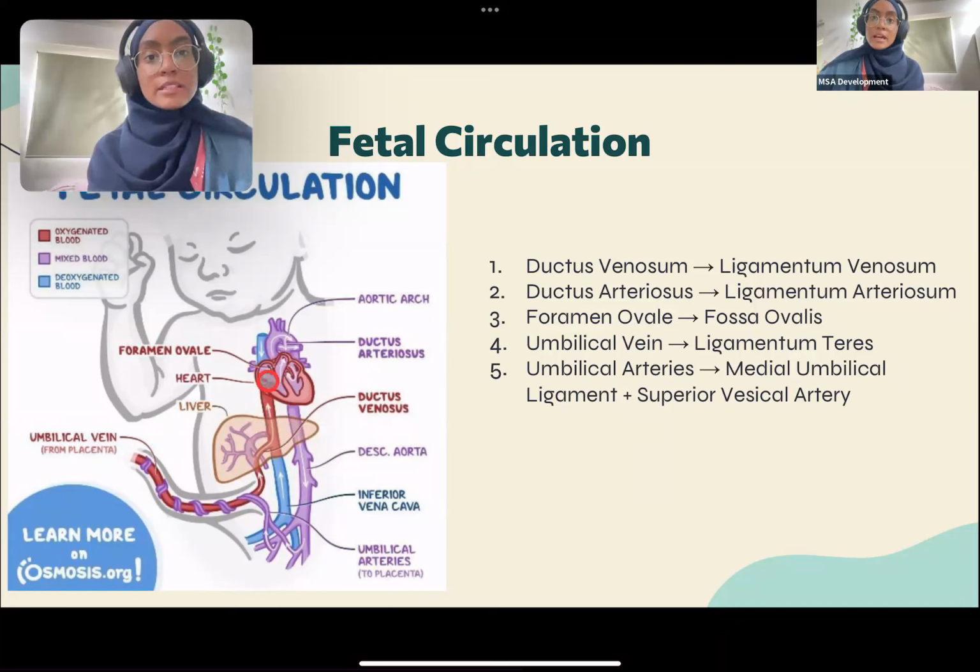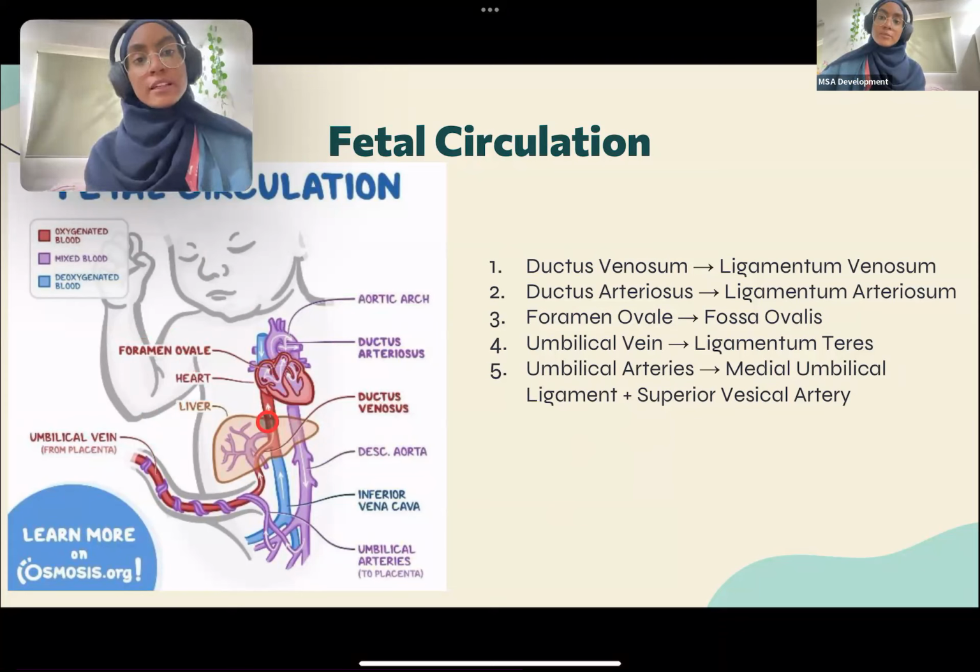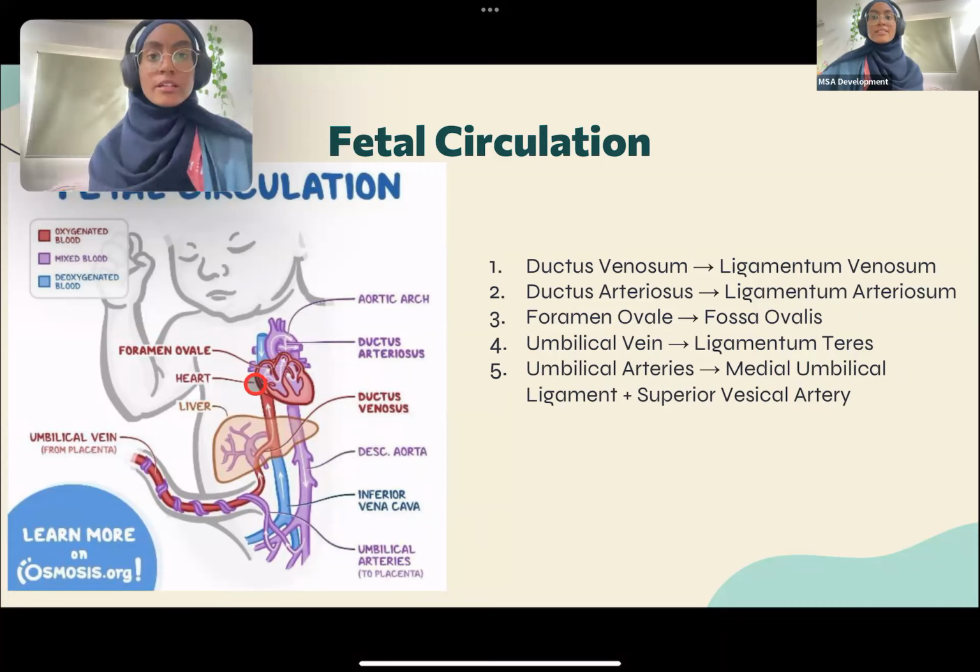So what we do is there's a small opening between the two atria, the right atrium and the left atrium, called the, where is it? Foramen ovale. Okay. So the blood basically comes from the IVC, and instead of going from the right atrium to the right ventricle, it goes from the right atrium to the left atrium, so that it could go directly into the aorta and to the body.